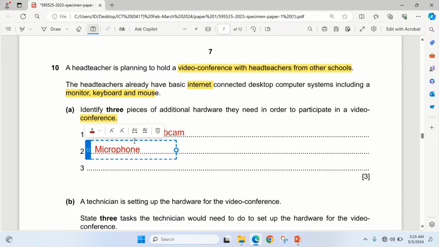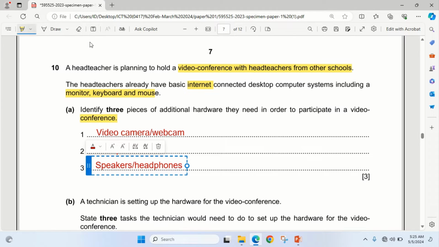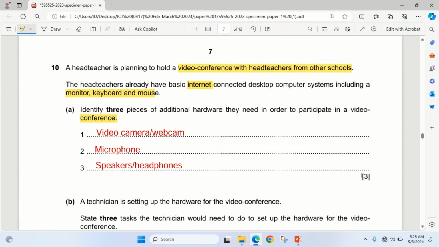And another thing that will be probably needed is the speaker, because if microphone is used to input the sound, for them to hear from both ends, they will need the speaker to hear. Microphone is for them to input their sound as they communicate over the video conference. So speakers or headphone will be needed to hear what the other person is saying. Headphone. So take note of that. So this is for 3 marks, and then those are the hardware devices that will be required.